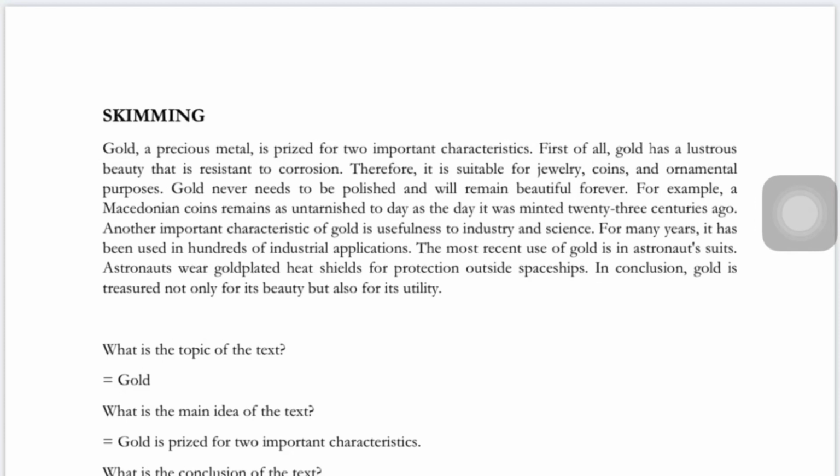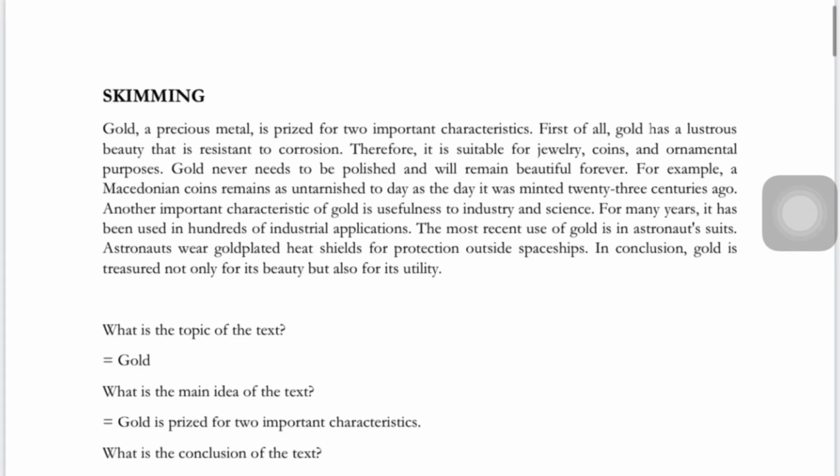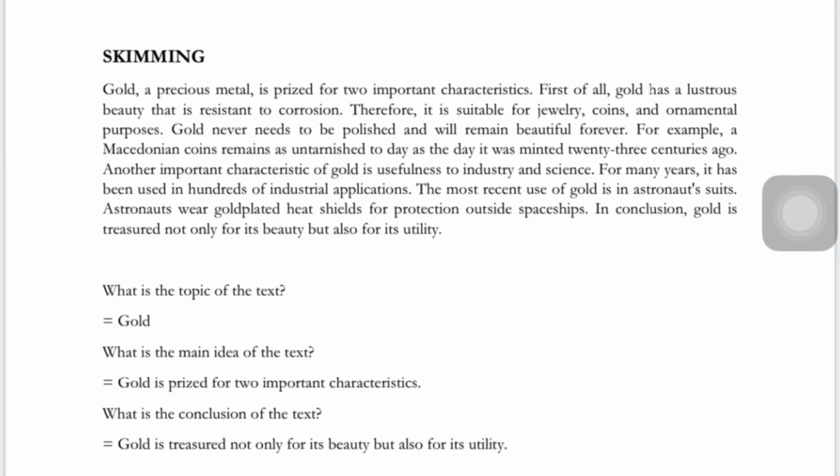In this text, we know that the first sentence shows the main topic of the text, and we can also read the last sentence to see the conclusion. So: gold, a precious metal, is prized for two important characteristics. First of all, gold has a lustrous beauty that is resistant to corrosion. Therefore, it is suitable for jewelry, coins, and ornamental purposes. Gold never needs to be polished and will remain beautiful forever. For example, a Macedonian coin remains as untarnished today as the day it was minted 23 centuries ago.